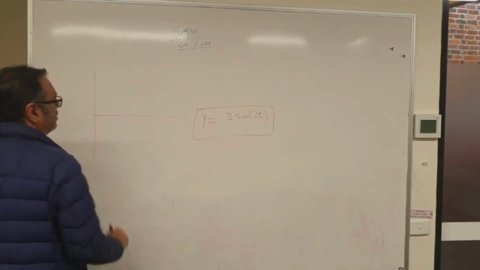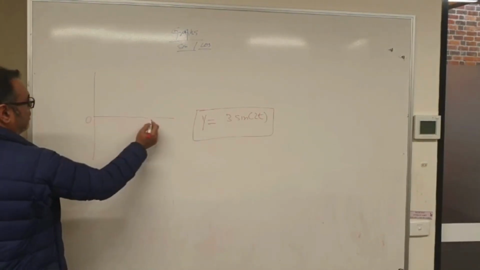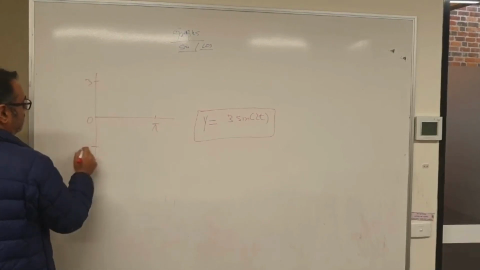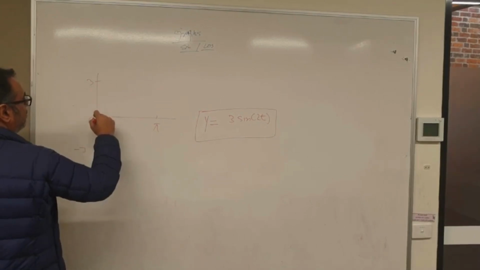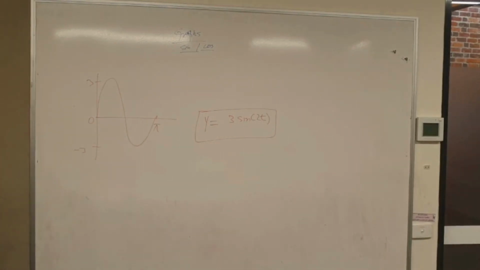And Arman, how do I draw the graph? From 0 to pi, how high should I go? 3? Minus 3? And you finish the entire cycle at pi. Chris, all good? Romeo, yes? Okay, cool.